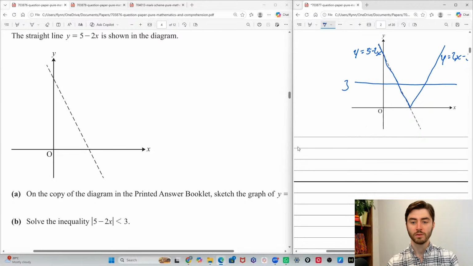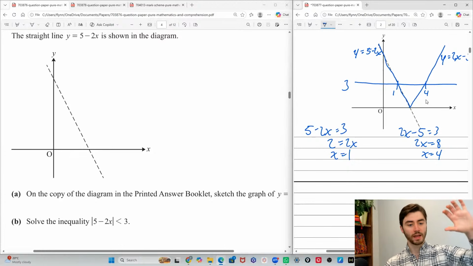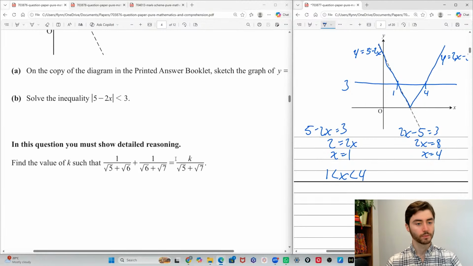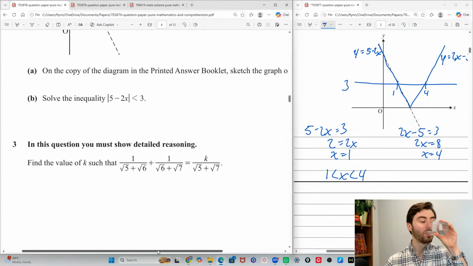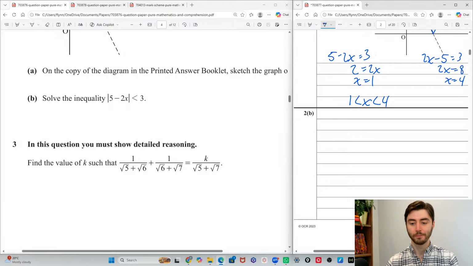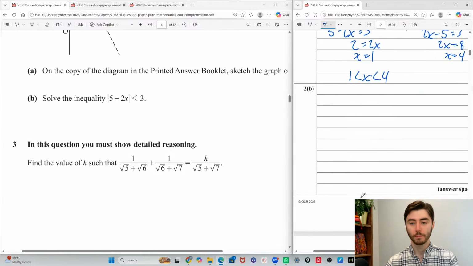So let's solve these both. So 5 minus 2x is equal to 3 when 2 equals 2x, so x equals 1. And on this side, 2x minus 5 equals 3 when 2x equals 8, so x equals 4. So that there is 1, that there is 4. And the modulus is less than 3 everywhere in between, so it's x being between 1 and 4. Ooh. Oh, sorry, that was 2b. Oops. I'll give it, it's fine.